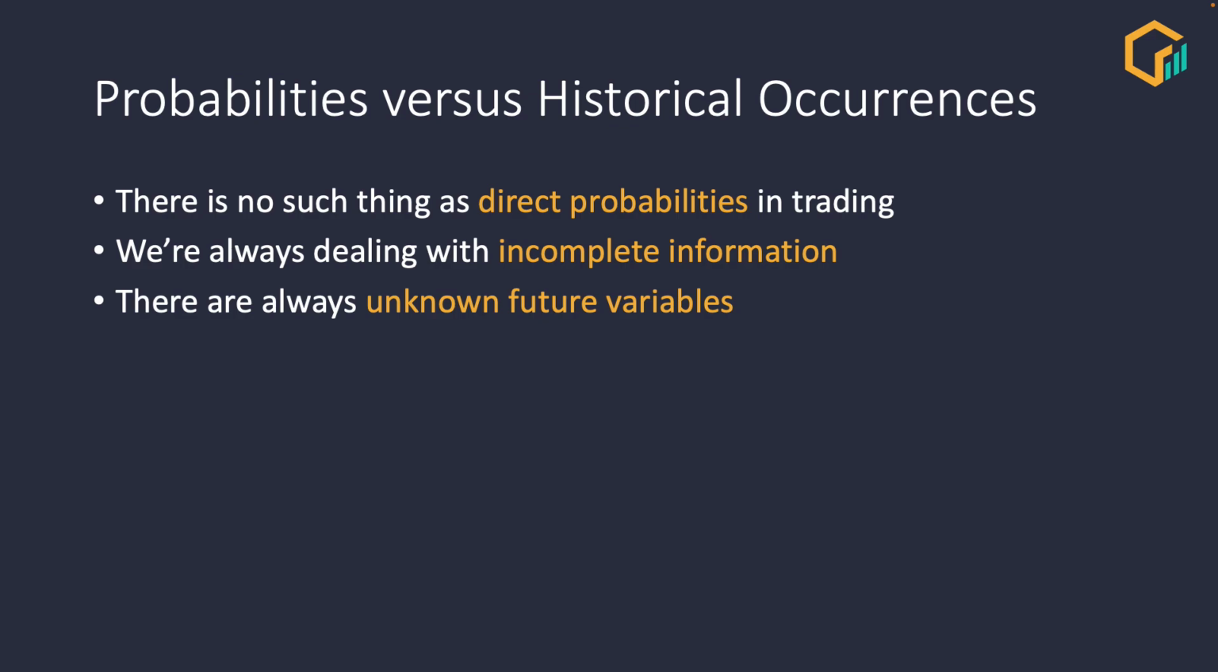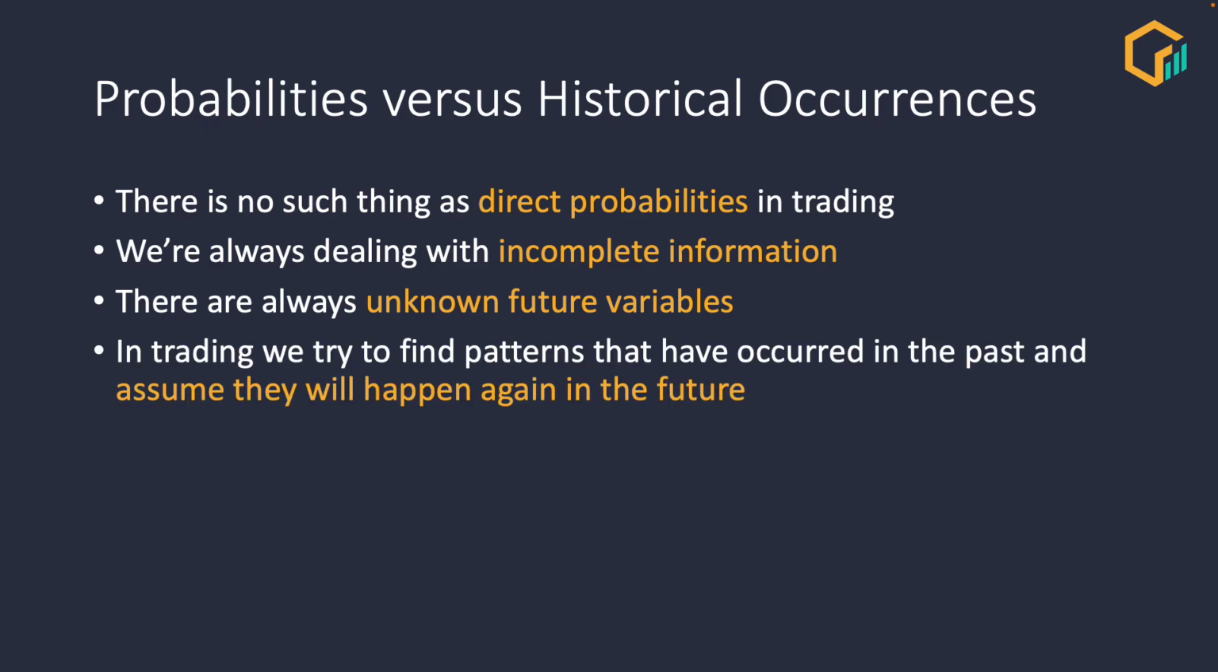Something that matters today might not matter tomorrow. Something that does not exist yet might exist in the future, for example a super smart AI or something that completely changes the whole market. So there are always unknown variables, and this means that if you don't have all the variables, you cannot have direct probabilities.